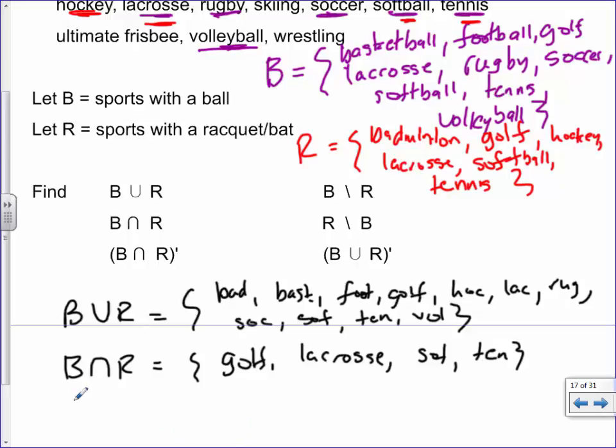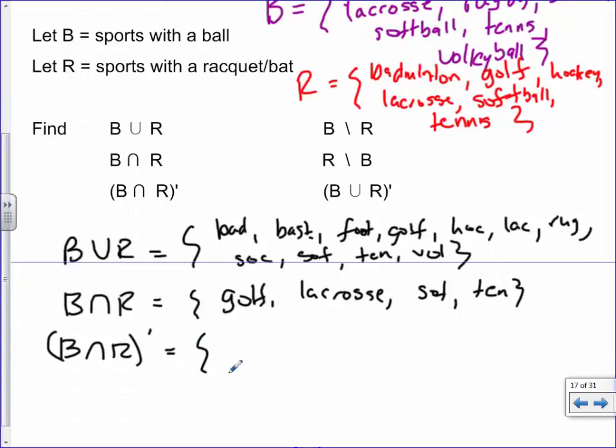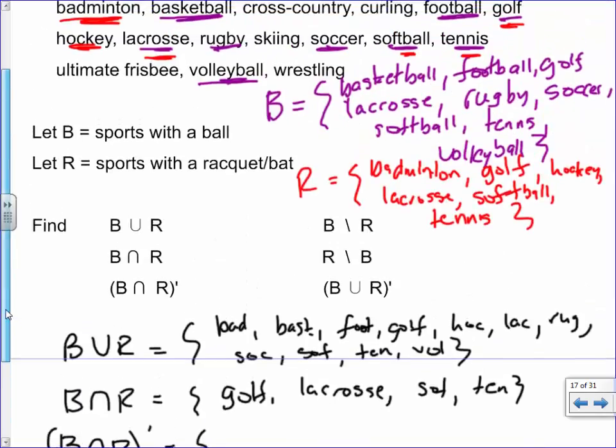So now for a more challenging one, what would B intersect R prime mean? Yeah, this would be everything that does not require both of them. So even if it only requires one, it goes on this list. This is going to be a pretty long list then, isn't it? Sorry, it's going to take a while to write.